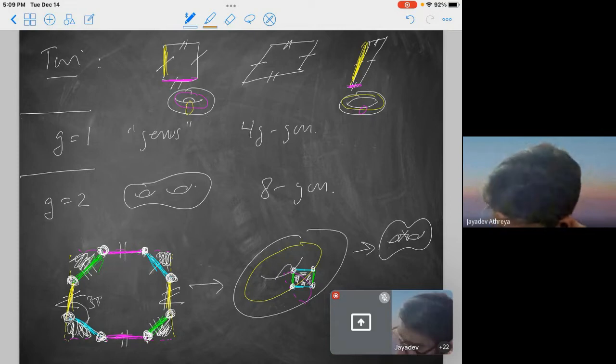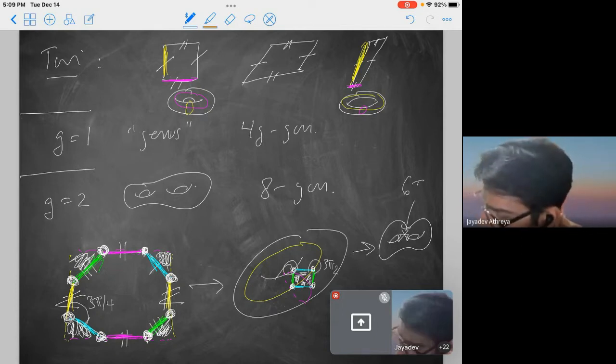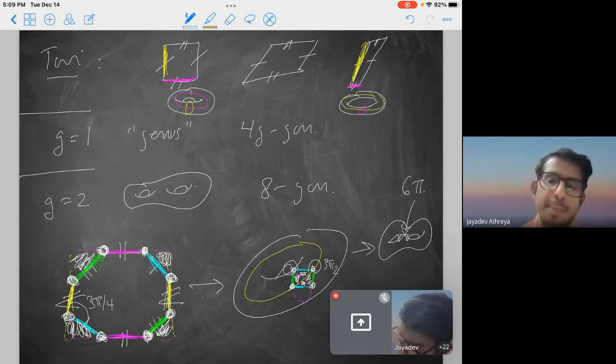The interior angle of an octagon is 3 pi over 4. You can also see here all of these angles. The interior angle is 3 pi over 4, and adding up all 8 of them, you get this 1 point with angle 6 pi.